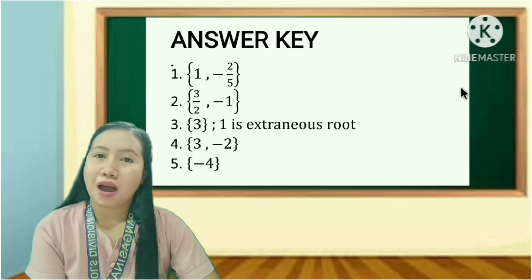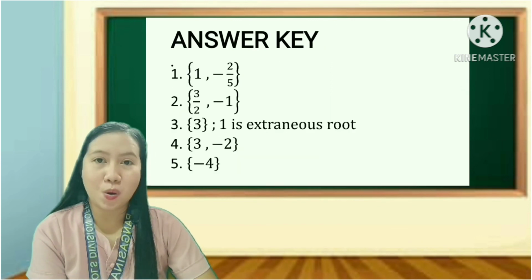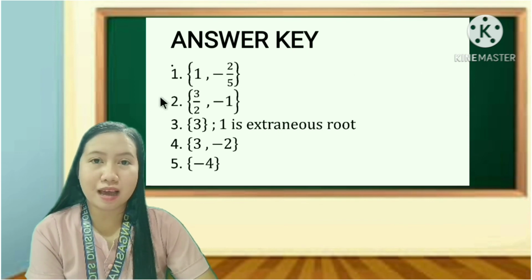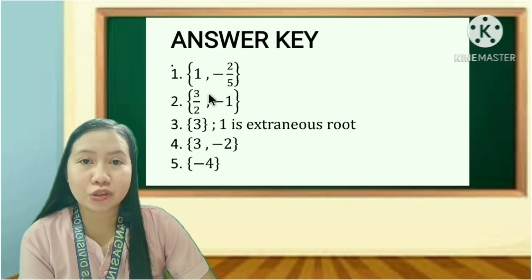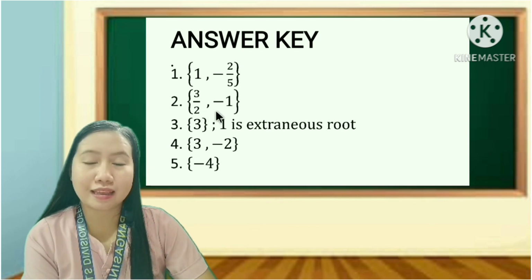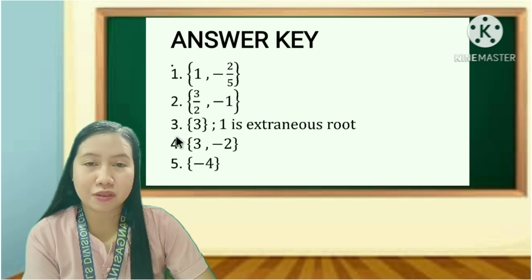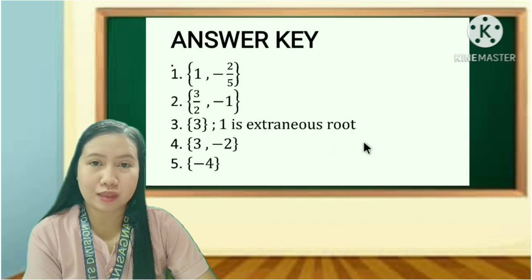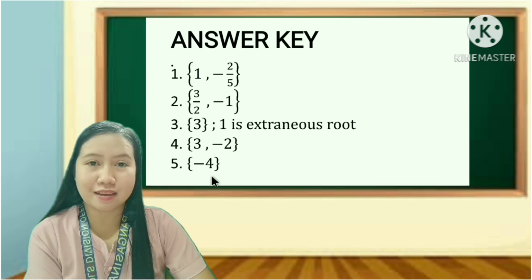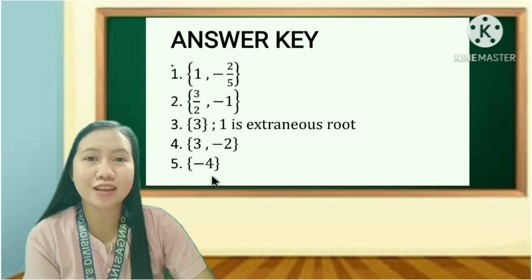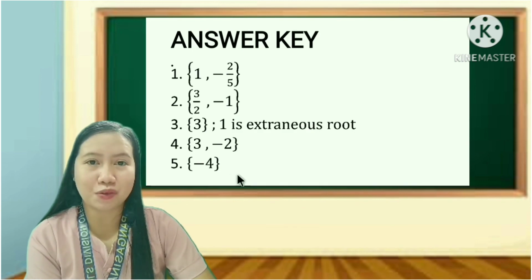Okay, so I know that you are done. Let's check your own paper. Number 1, the solutions are 1 and negative 2 over 5. Number 2, the solutions are 3 over 2 and negative 1. Number 3, the solution is 3. 1 is an extraneous root. Number 4, the solutions are 3 and negative 2. And number 5, the solution is negative 4. So that is the answer to your activity.